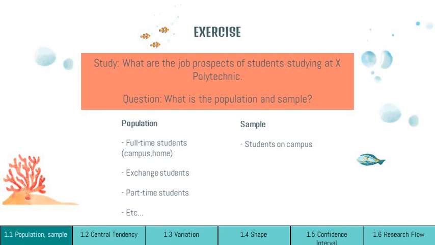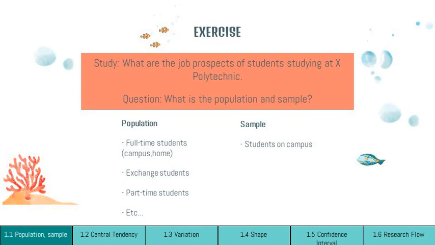Let me give you an example. Let's say there's a study that wants to find out the job prospects of students studying at X Polytechnic. What do you think is the population and sample? You might think if that's the case, it is quite easy, right? Just walk into the Polytechnic and interview everyone in school. But this is actually not your population.